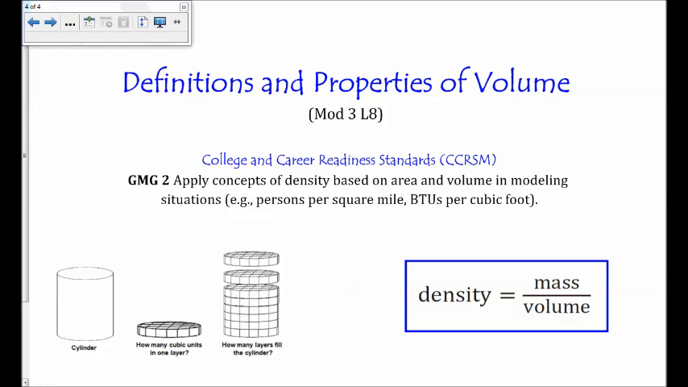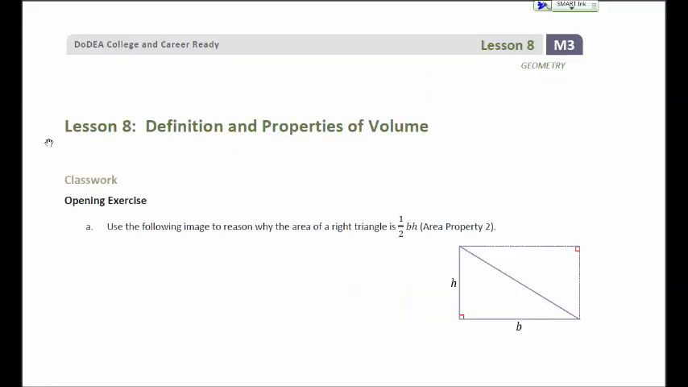Our next lesson is about volume and density. In this lesson, we'll hit one CCRSM standard: to apply concepts of density based on area and volume in modeling situations. We'll also talk about the definition of volume and some properties about volume. Let's get started.